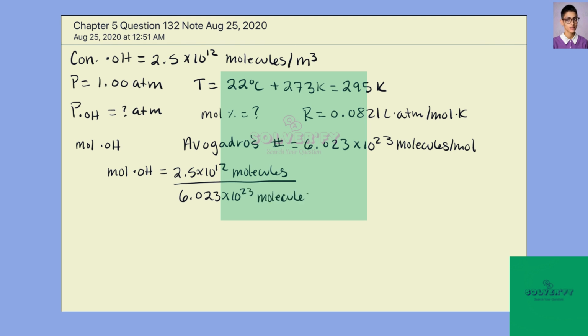molecules per mole, so that way we get the number of moles. When we do this, our number of moles is going to be 4.15 times 10 to the negative 12th moles of our radical. We know our volume is equal to 1 meter cubed. 1 meter cubed is essentially equal to 1,000 liters.